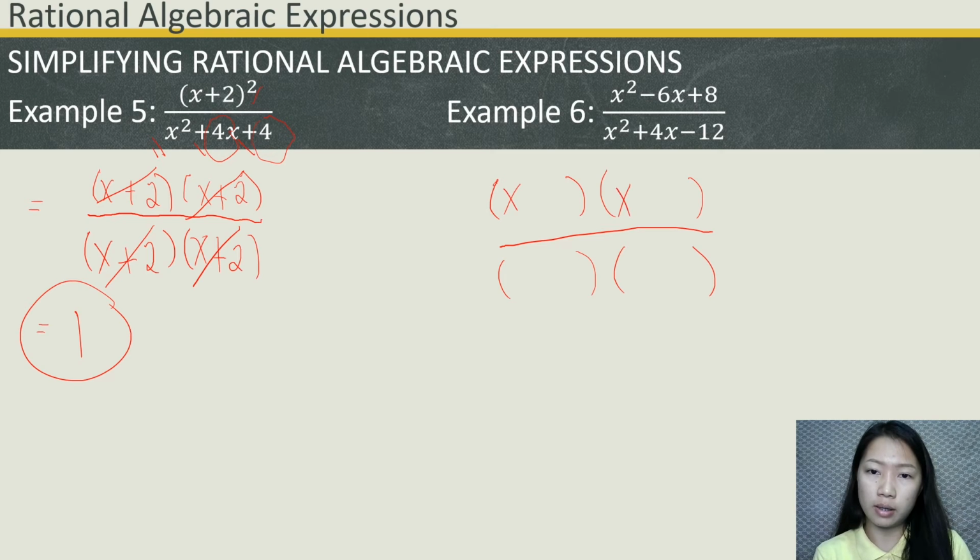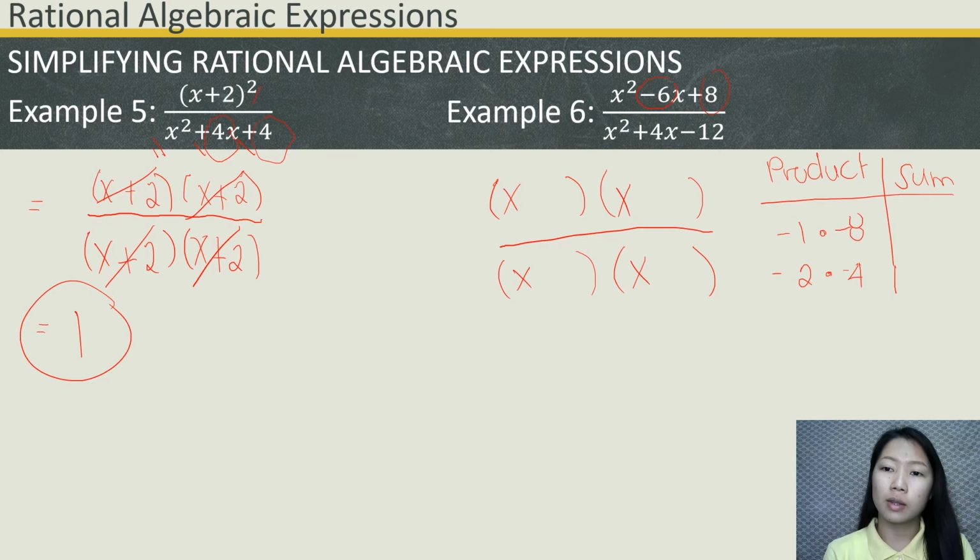X, parehas. Sa baba rin x. Ano ang factor ni 8 na kapag pinlas mo, negative 6? So, gawa tayo ng last table. Ano ang factor ni 8? 1 and 8. Dapat parehas negative kasi dapat pag pinlas mo negative, at pag tinimes mo positive. Ano pa? 2 and 4.